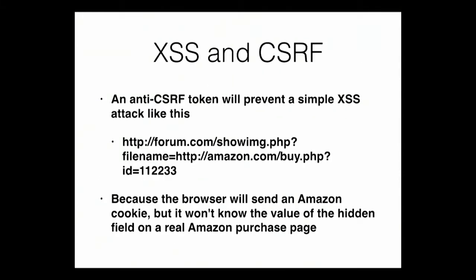Anyway, all right, so an anti-CSRF token will prevent a simple cross-site attack like this, where I try to go to some forum and show an image and I try to put the file name for the image going to another server. Because if I try to go from forum to Amazon, the buy page at Amazon will get a request, but it will not have the hidden field. So it will not generate as a valid request. That's the idea.